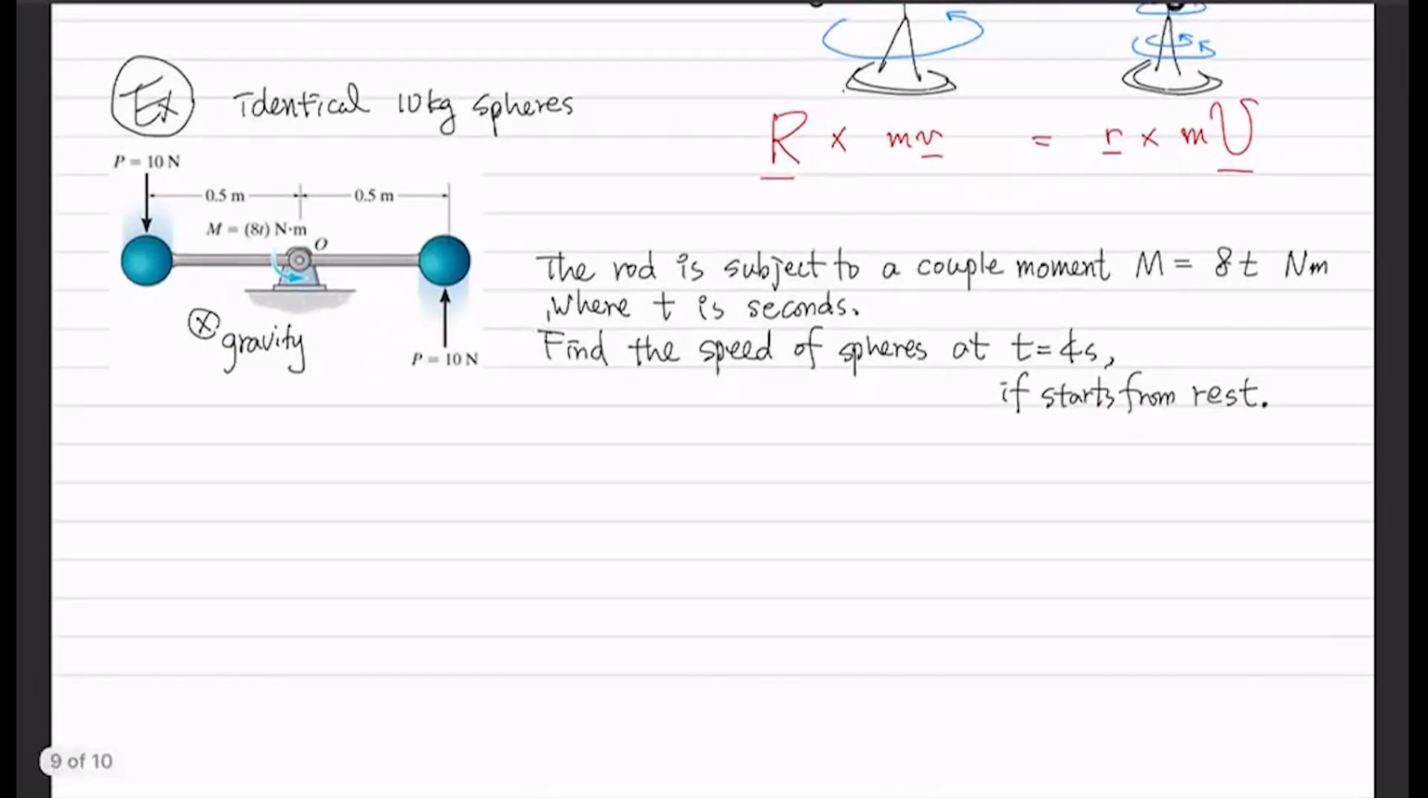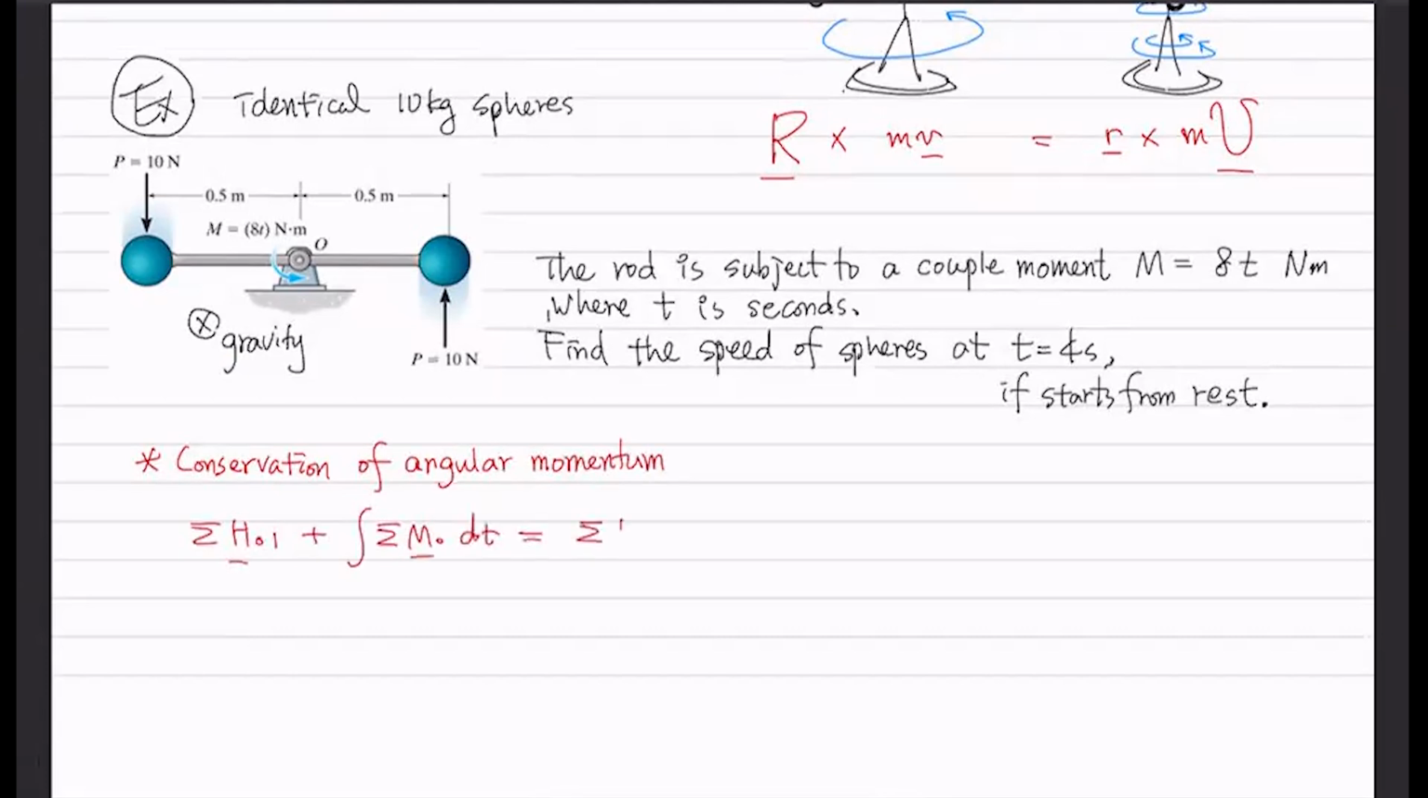So we can just apply what we learned, the conservation of angular momentum. And that is summation of 1 plus summation of 2, all right? And it said it starts from rest. So we don't have any of that here, right? And we can just do 0 to 4.